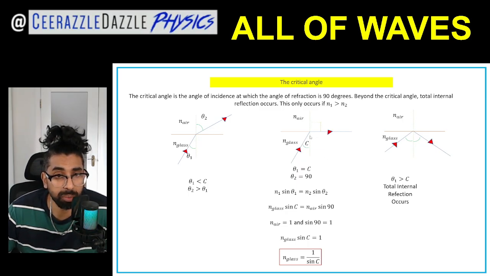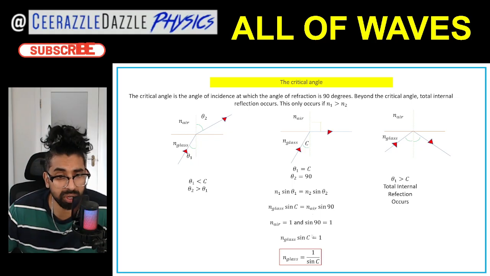Right, now we're going to derive a formula relating the refractive index of the first material and the critical angle. So in this example, theta 1 is equal to C, and theta 2 is 90 degrees. Now, n1 sine theta 1 is equal to n2 sine theta 2. Therefore, the refractive index of glass times sine C is equal to the refractive index of air times sine 90 over here. Sine 90 is 1, so this becomes the refractive index of glass times sine C is equal to 1. Don't forget the refractive index of air is approximately equal to 1 as well. Therefore, rearranging this, the refractive index of glass is equal to 1 over sine C. So make sure you are able to derive that yourself.